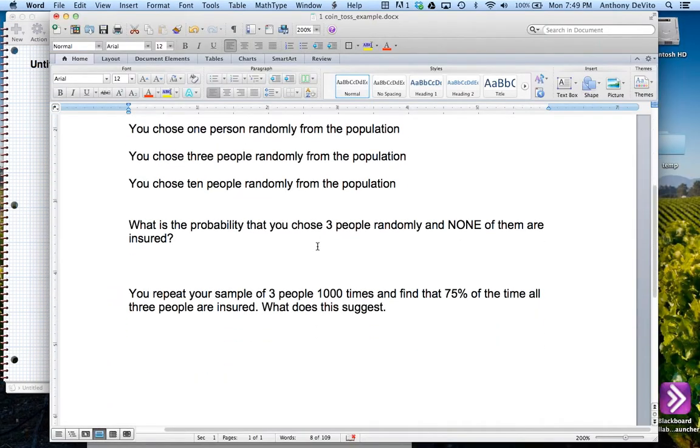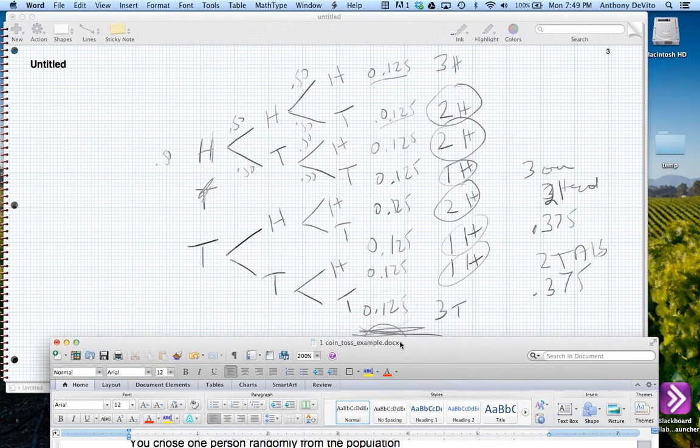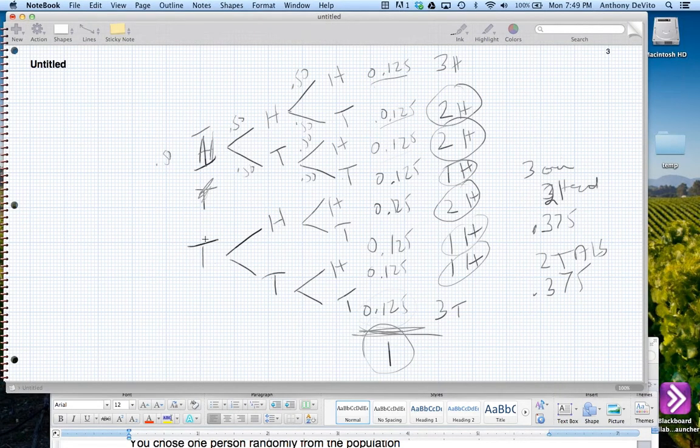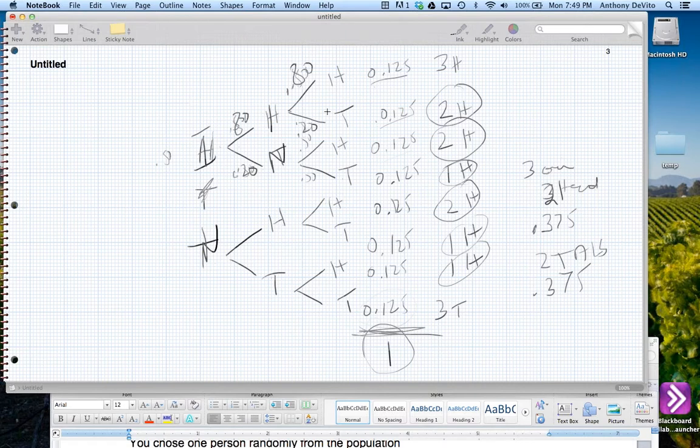And that is, okay, let's say that we did this with the 3 people that were insured. Well, what would happen with the 3 people insured is instead of heads or tails, we're going to be insured or not insured. The only difference is that the probability of being insured is going to be 0.8, and the probability of not being insured is going to be 0.2. So probability of being insured again is going to be 0.8. Probability of not being insured is going to be 0.2.